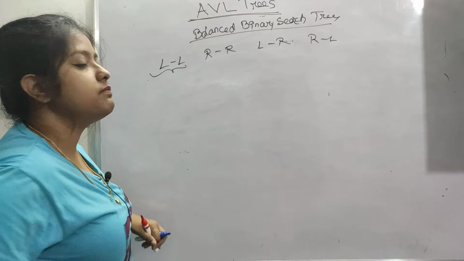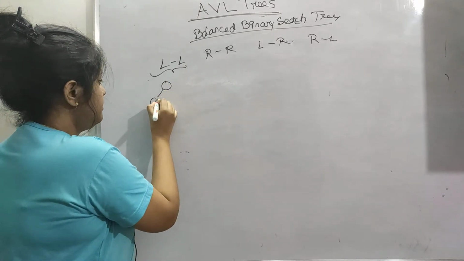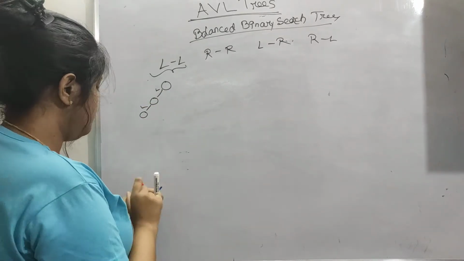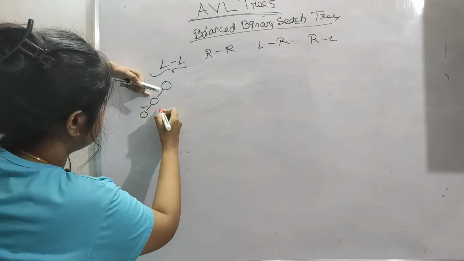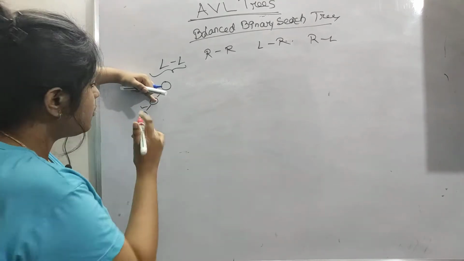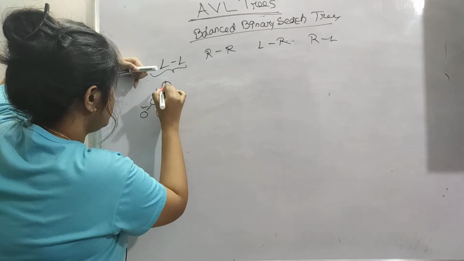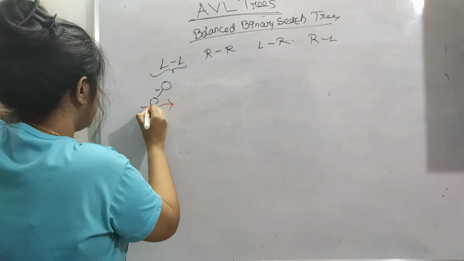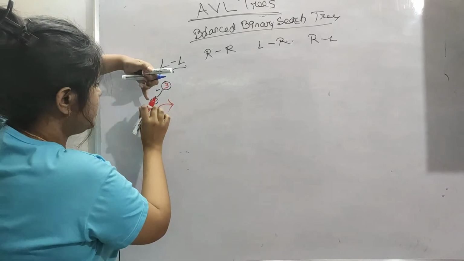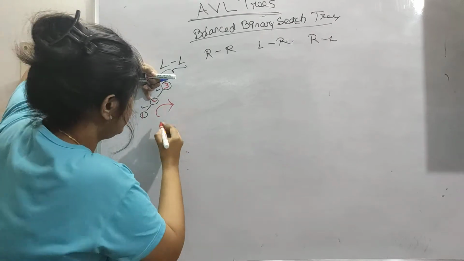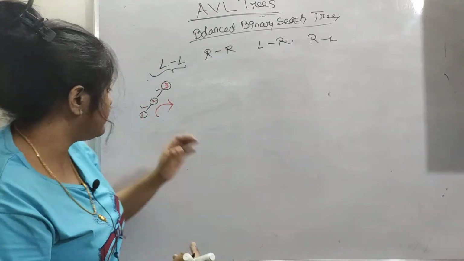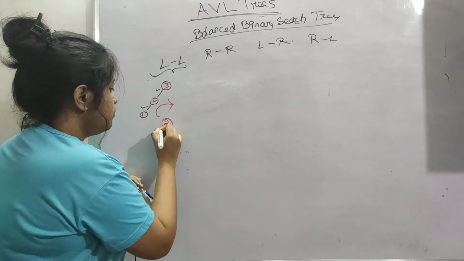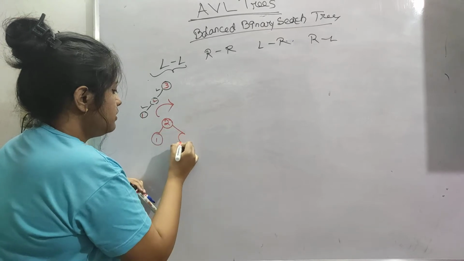Left left means, see here, if a tree is like this, it is left left. Now what we have to do is rotate. Take the root as our rotating point and rotate the tree. Let's say 1, 2 and 3. We have to take 2 as our rotating node and rotate the tree. Think like this, we take the node and rotate. So 2 will become our root node, 1 will be here, 3 will be here.